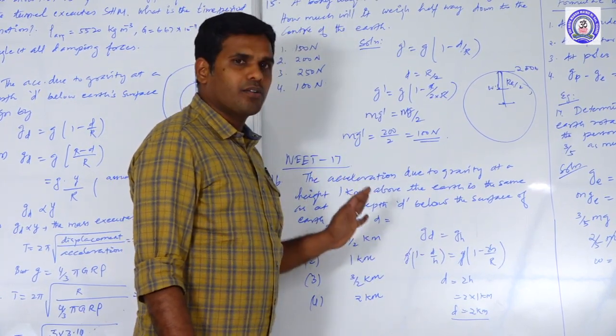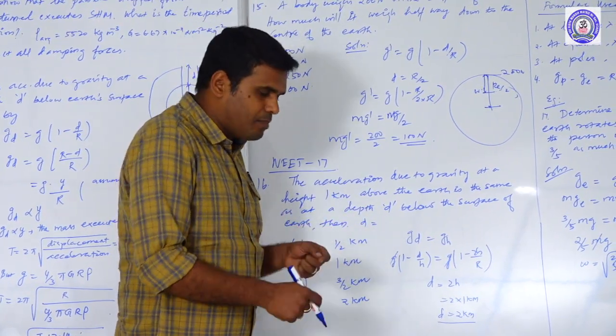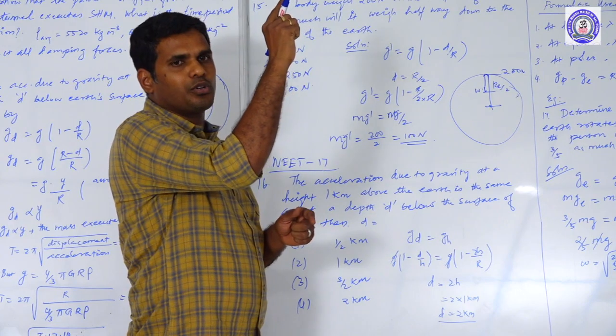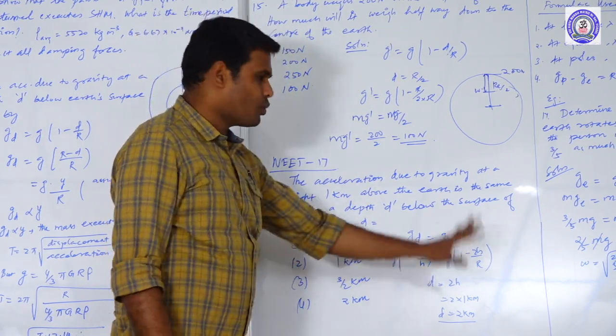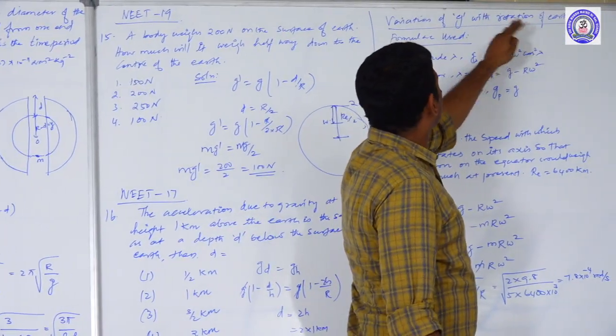Through this we can bring out the result. If the value of acceleration due to gravity at the depth equals the value of acceleration due to gravity at the height, then d equals 2h. That's all.